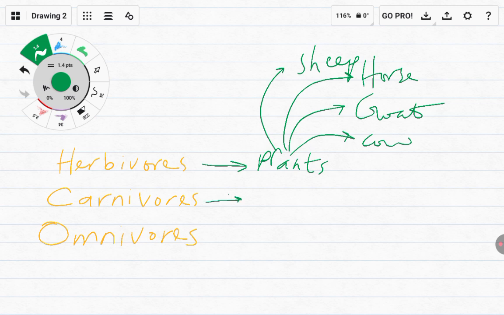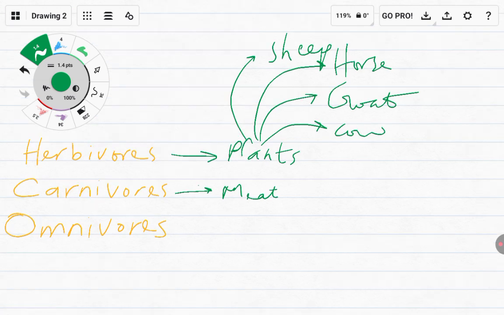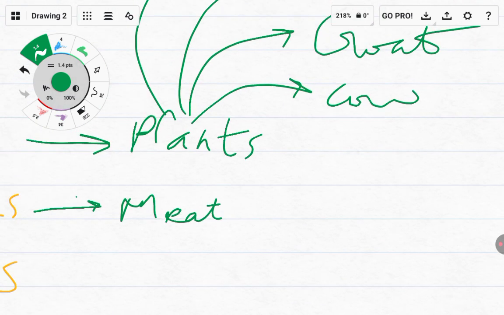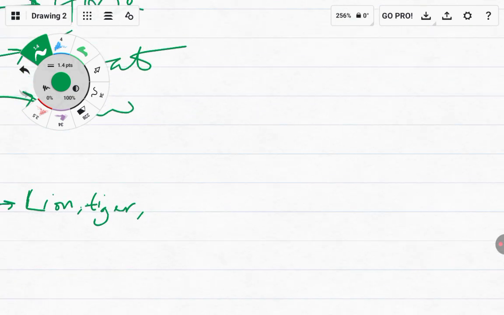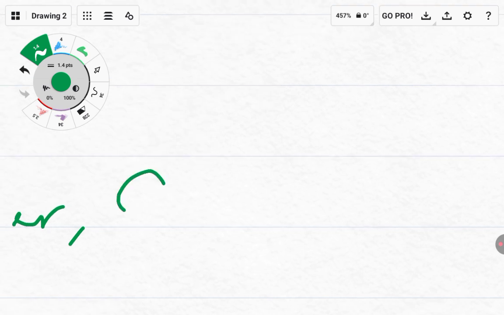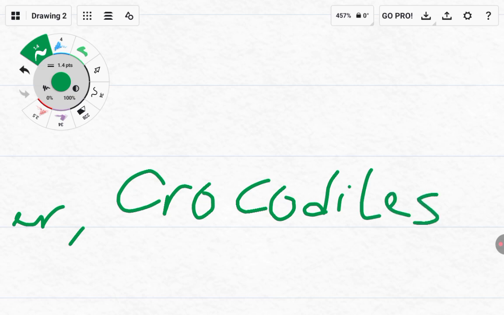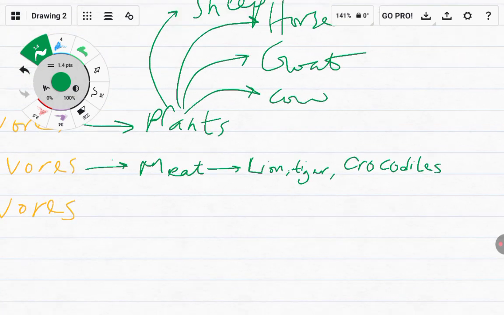Now, carnivores only eat meat. They don't eat plants, but they kill other animals for food. Give me an example of animals like lion, tiger, crocodiles. Crocodiles are examples of this.